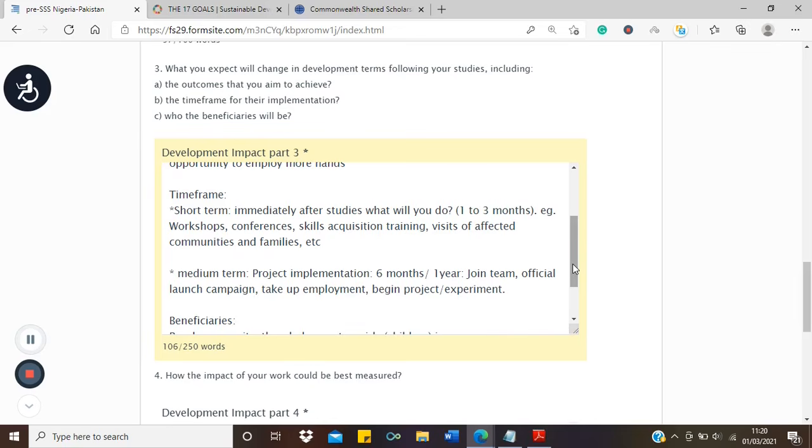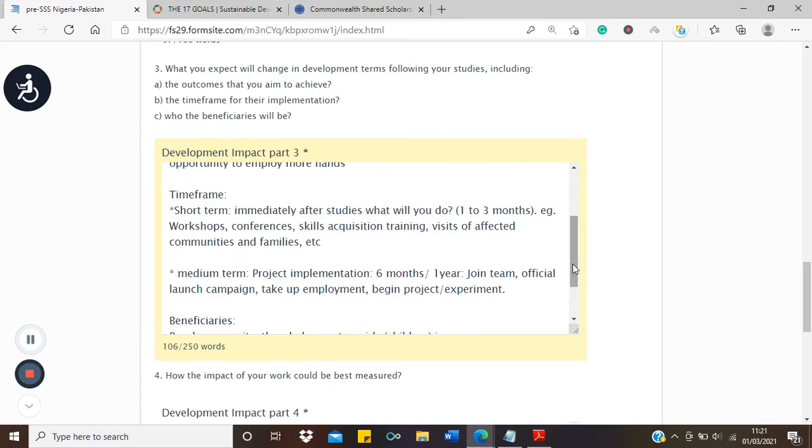You might say, in the short term, that should be in a month, 3 months after I return. By then I would have covered probably some kind of training sessions. After I return, I would have visited these communities to assess the damage. I would have organized conferences, workshops and things like that. So I have a short-term goal and a long-term goal when it comes to implementation of this project.